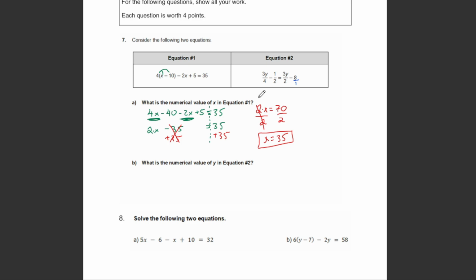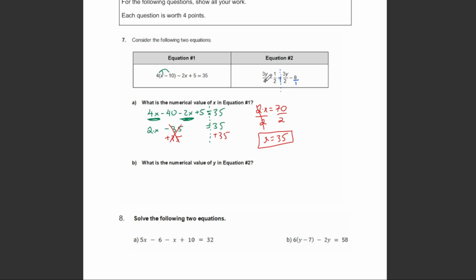But what we could do is try and eliminate one of these y's, right? We've got a double-sided equation here, so let's draw a little line. We've got y's on the left and on the right, so we have to get rid of one of them. I'm going to choose to get rid of this 3y over 4 because I know 3y over 4 is smaller than 3y over 2, and that way I don't have any negatives. Okay, so let's do that.